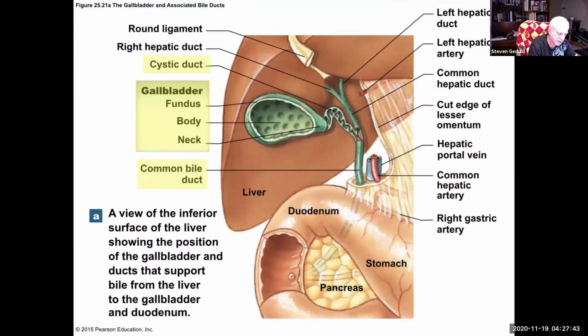So here's your gallbladder. Here's your cystic duct. This is where the bile has a choice of either going to the common bile duct and into the duodenum, or backing up the cystic duct into the gallbladder. This is the neck of the gallbladder. The neck is where the cystic duct enters. Then the gallbladder has a body, which is the main portion. And then it has a fundus, which is the outer part of the gallbladder, the part farthest away from the cystic duct. The body is the center of it, and the neck is where the cystic duct attaches.